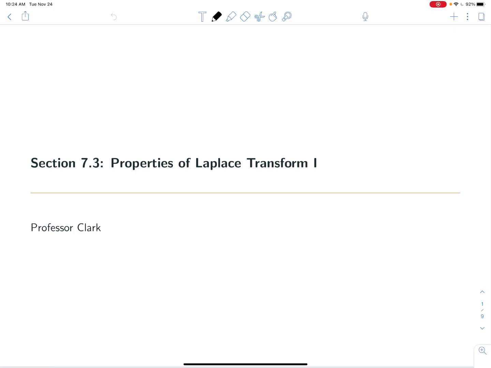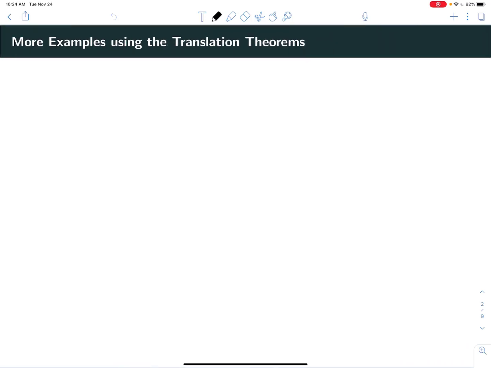Hey, Dr. Clark coming back at you with an example video here. We're looking at properties of the Laplace transform worked out. And what we're going to do is a couple of examples using the translation theorems here.